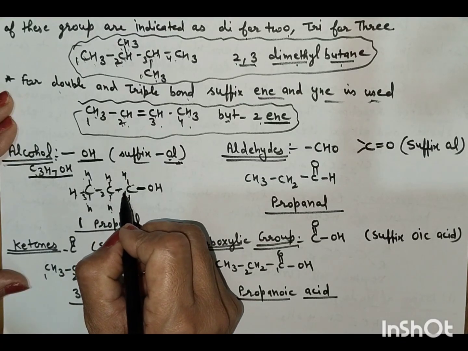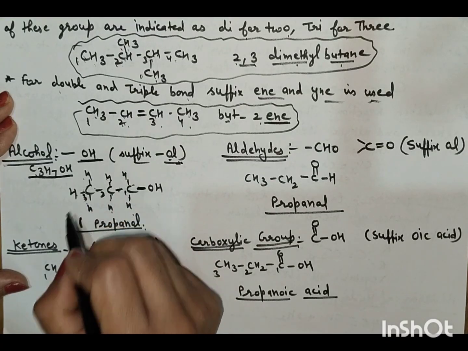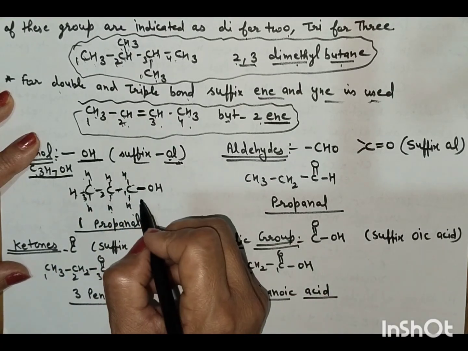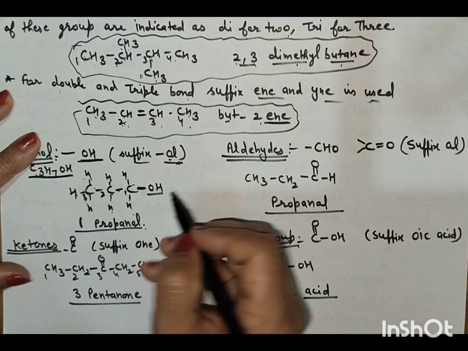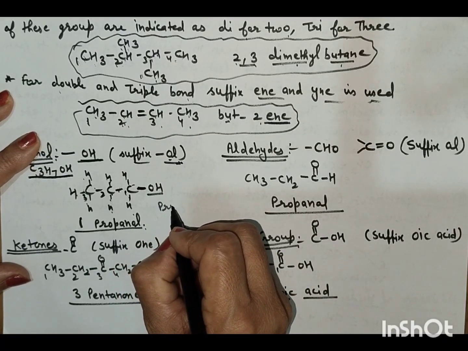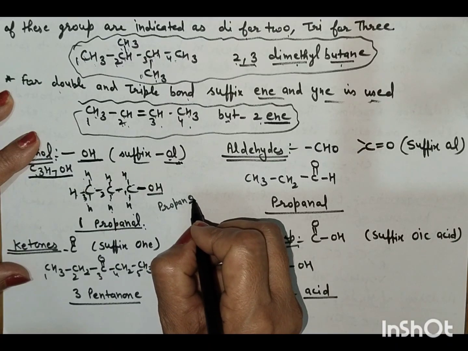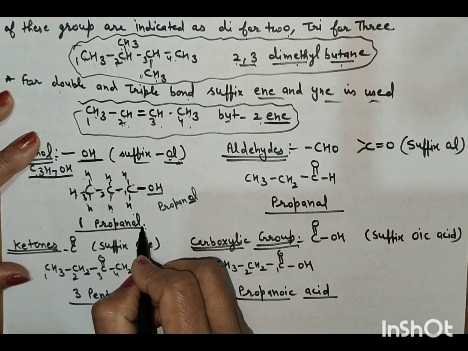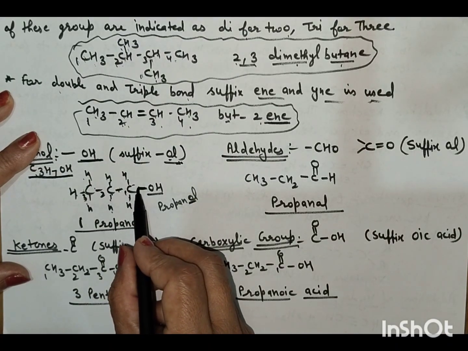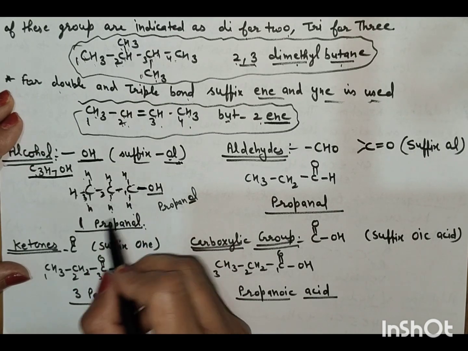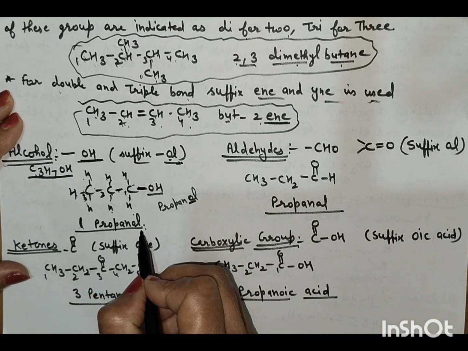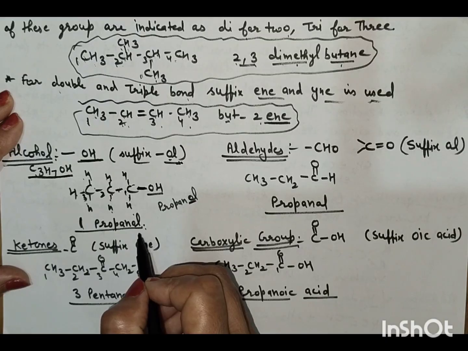Now write down the name. 1, 2, 3. This is the longest chain. At the first position is the ol group. And if we write down propane, this E is replaced by OL, propanol. Propanol: at the 1 position the functional group is there, so 1-propanol or propanol-1.